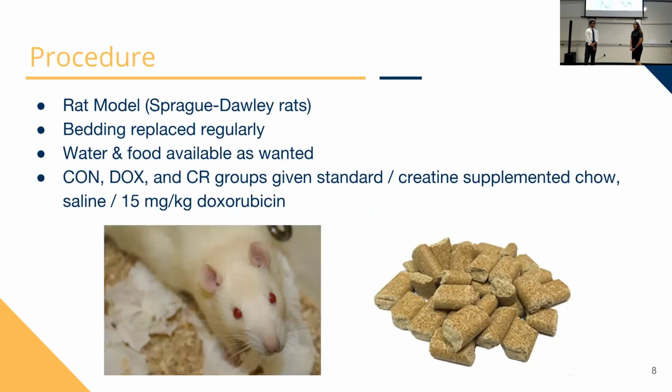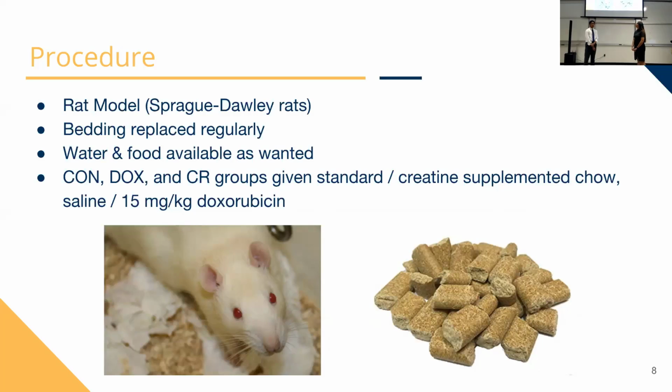The doxorubicin group and our control were eating a traditional normal rat chow, while the creatine group had a 3% supplemented chow, which allowed us to implement the creatine within their diets, and then this allowed it to be within their muscles. They were on this diet for 2 weeks, and after 2 weeks they were injected.